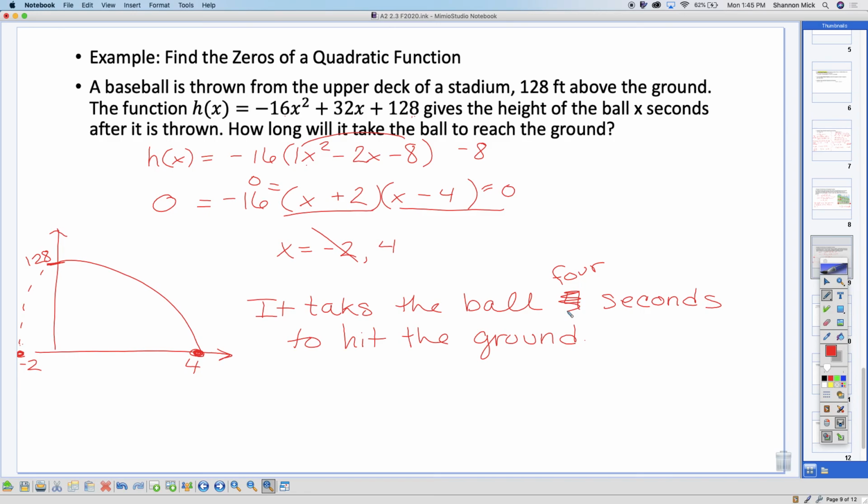You could have said 4 seconds after the ball is thrown, it will hit the ground. Correct? Should be a complete sentence. Ball hits ground in 4 seconds.